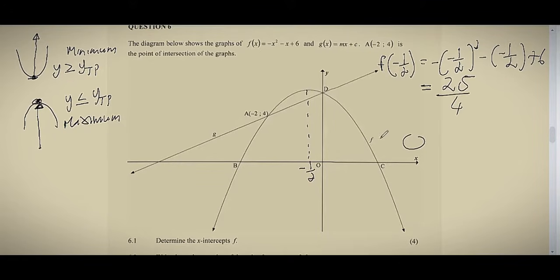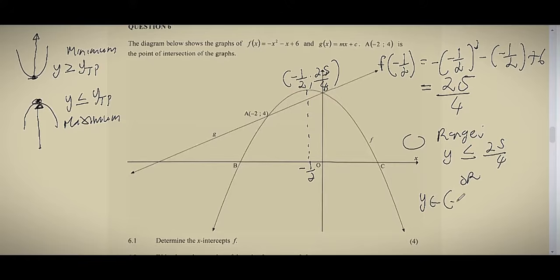25/4, right? So that means, how do we write our range? We already have the y-coordinate here. So this is our turning point, (-1/2, 25/4). In order to write our range, we'd say the range is y less than or equal to 25/4. Or you can write it in this notation, y is an element of (-infinity, 25/4], with a square bracket because 25/4 is also an included value, because the graph reaches that point.